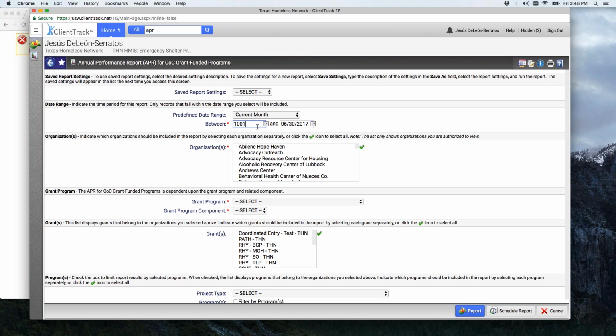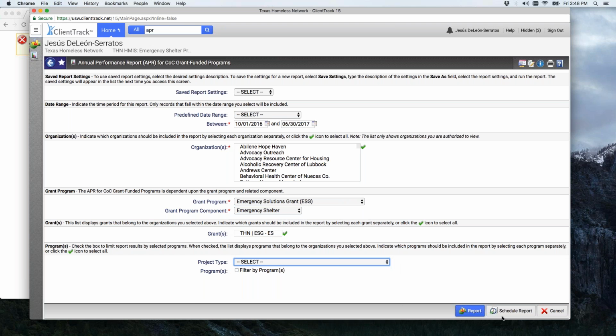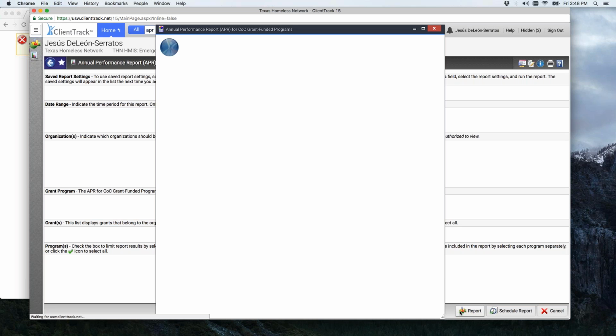All right, 10/01/2017 till now. No, sorry, 16. Important dates. And again, this is an Emergency Solutions Grant. This is emergency shelter. This is an emergency shelter report. Just run this. Let me see in the meantime if I have questions over here.